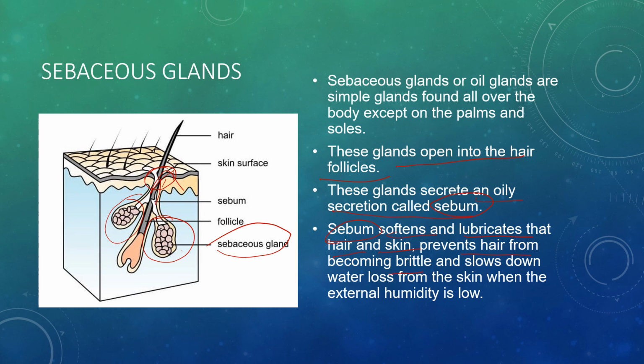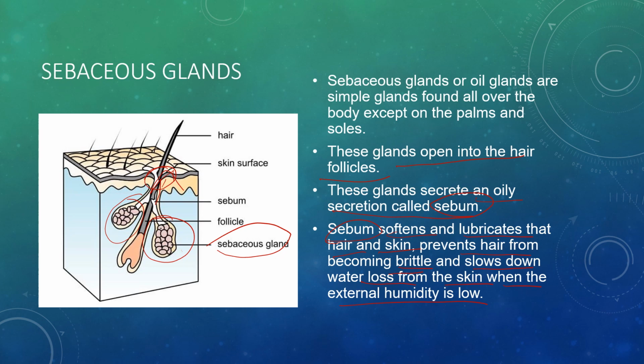The more sebaceous glands you have, the oilier your skin and hair will be. If you have fewer sebaceous glands, your skin and hair will be brittle and dry. These glands keep the skin as well as the hair moist, and prevent water loss from the skin when the external humidity is low, meaning the external air is dry. So the more sebaceous glands you have, the more your skin and hair will remain soft and supple, moisturized by the presence of these glands.